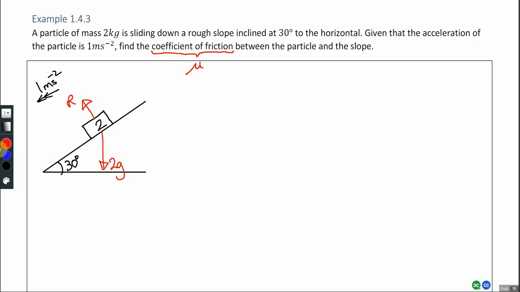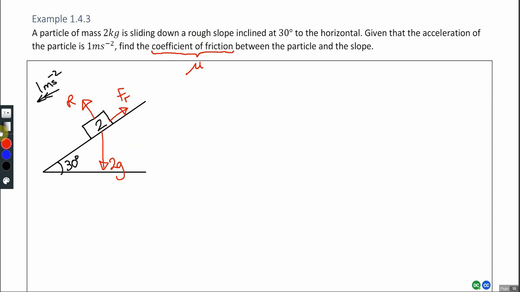And because it's sliding down the slope, friction will be acting up the slope. So that's it. Those are the only forces. It's the component of the weight which acts parallel to the slope that is causing the particle to slide down. So just because the question says it's sliding down, don't go making up a new force pushing it down. There isn't one. It's its weight that is causing it to slide down the slope.